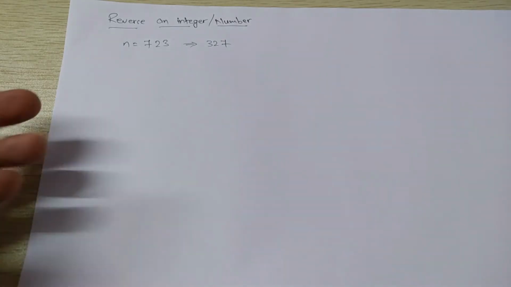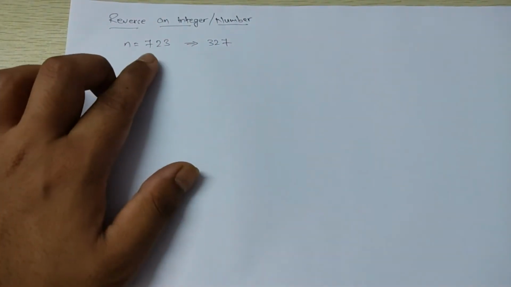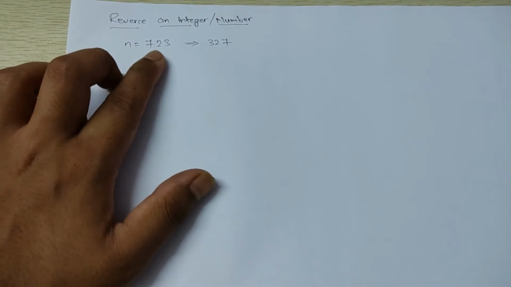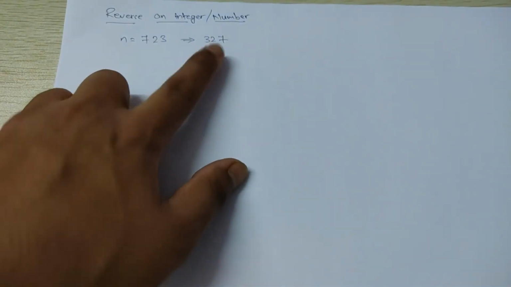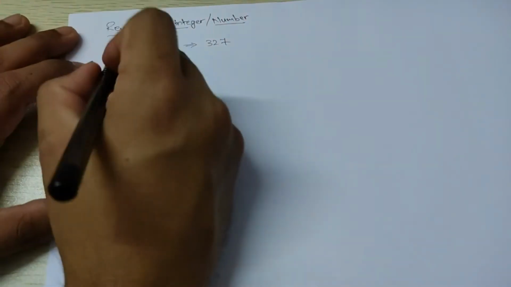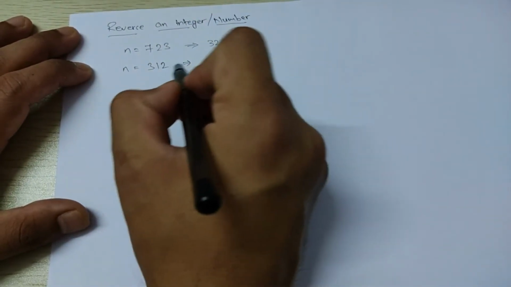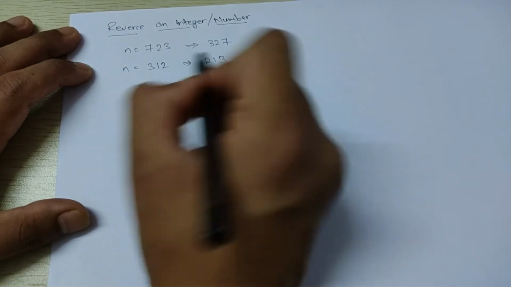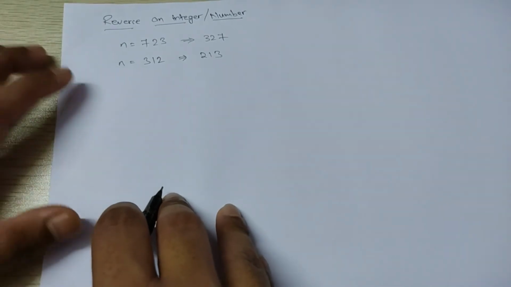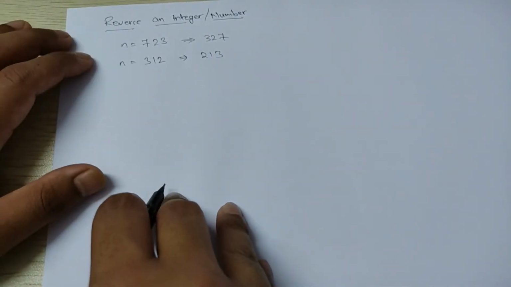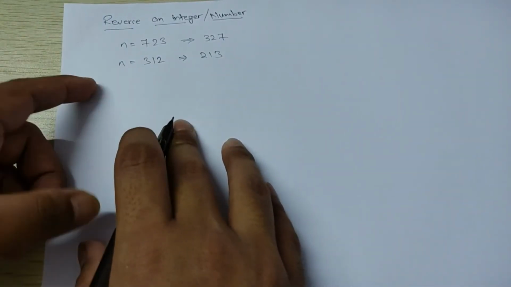So now the question is, suppose a number is given to you, it could be any number. Here it is 723, then you have to output 327, which is the reverse of this number. A number could be, let's say, 312, then you have to reverse this number, which is 213. And one more thing, this number is in integer form, that means it is stored in an integer variable, so you have to return the number which is the reverse of that.